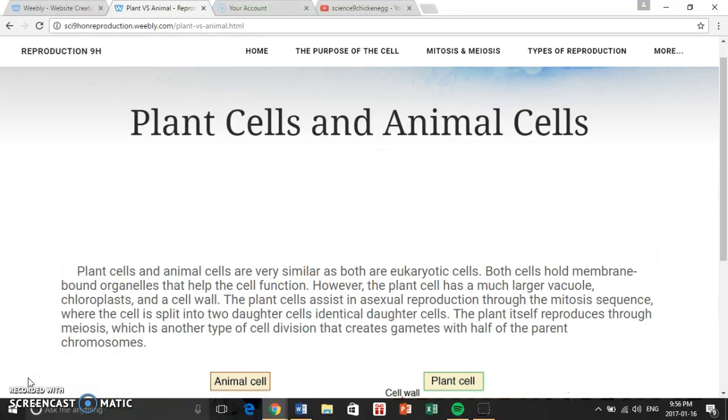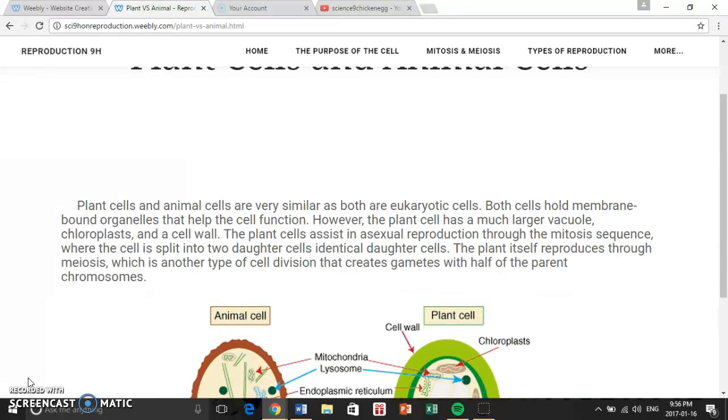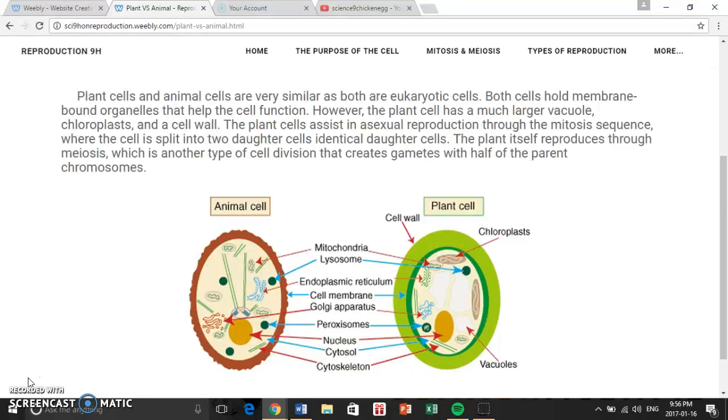Plant cells and animal cells. Plant cells and animal cells are very similar in the way that they are both eukaryotic cells and both cells have membrane-bound organelles. There are a few differences though. Plant cells have cell walls and chloroplast and have a much larger vacuole.